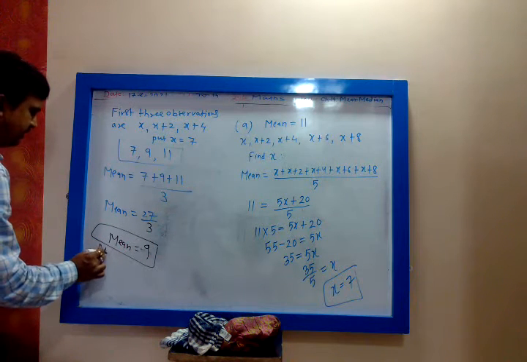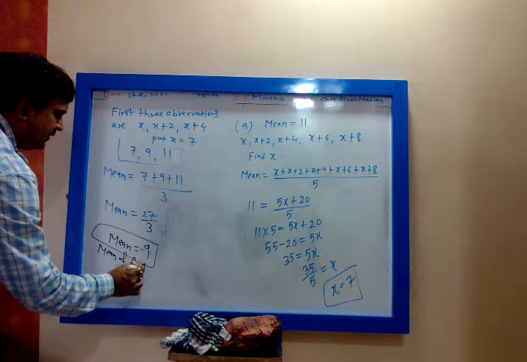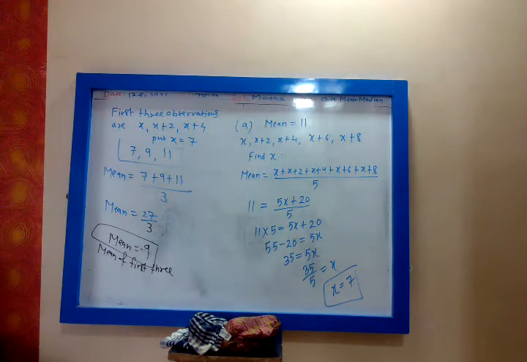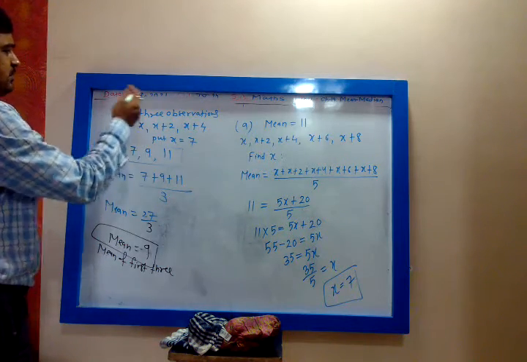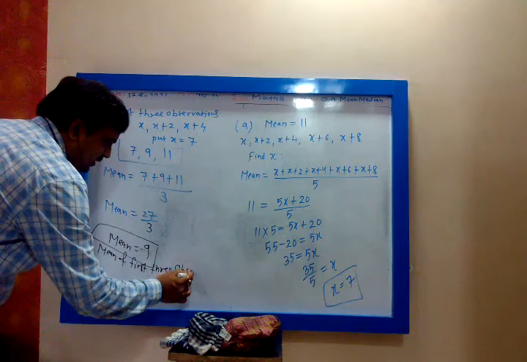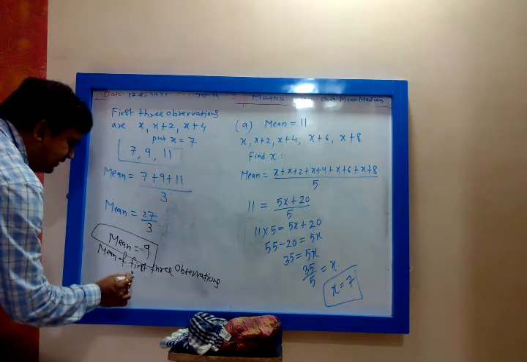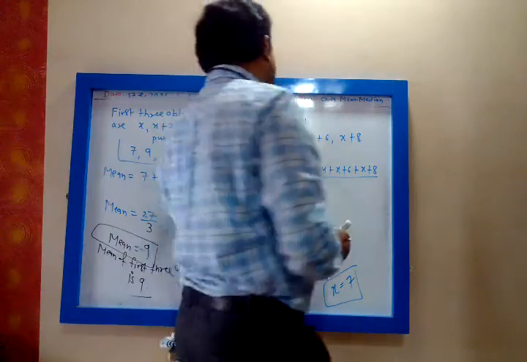So you will write the mean of the first three observations. Yes, you can do it that way also, no problem: x plus x plus 2 plus x plus 4, divided by 3. Then put the value of x. Mean of the first three observations is 9. And this is the mean of 5 observations.